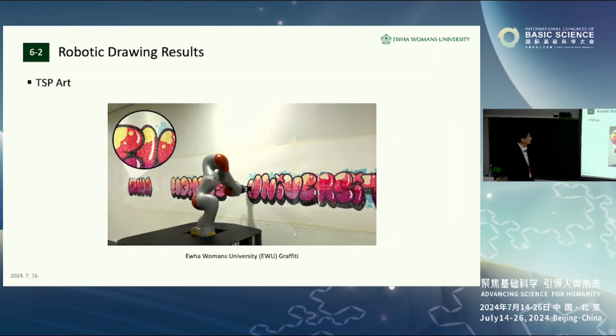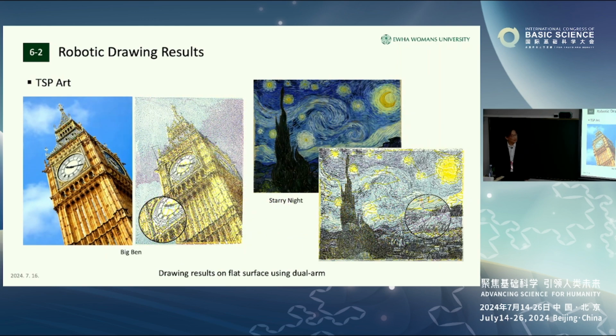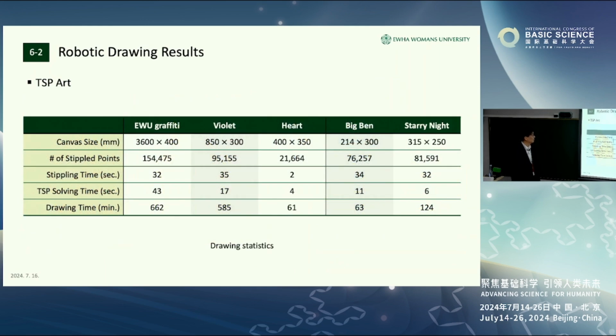Okay, now this is results for TSP-pen that I described earlier. And this is input, original image, and the robotic realization of TSP-pen on paper. And another result. The left is input, original, the right is TSP result. And some statistics.